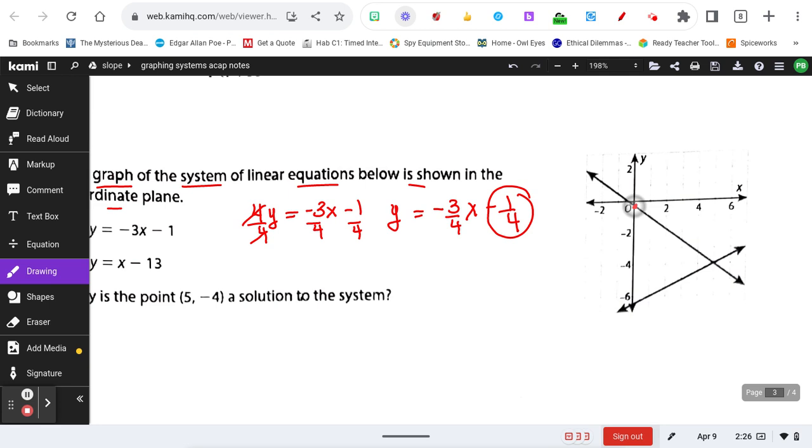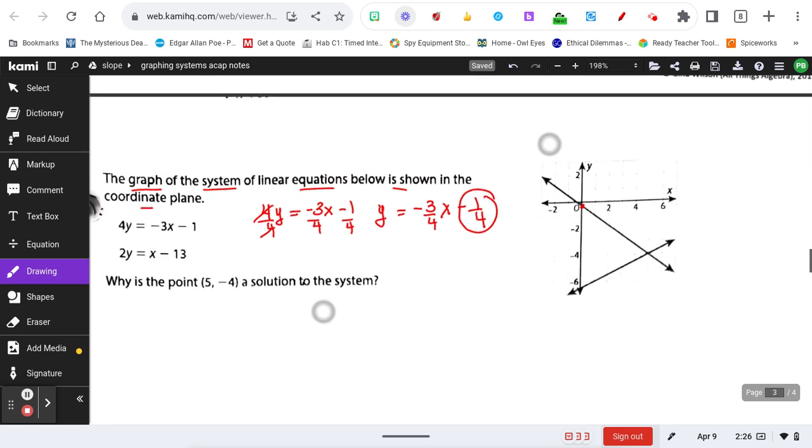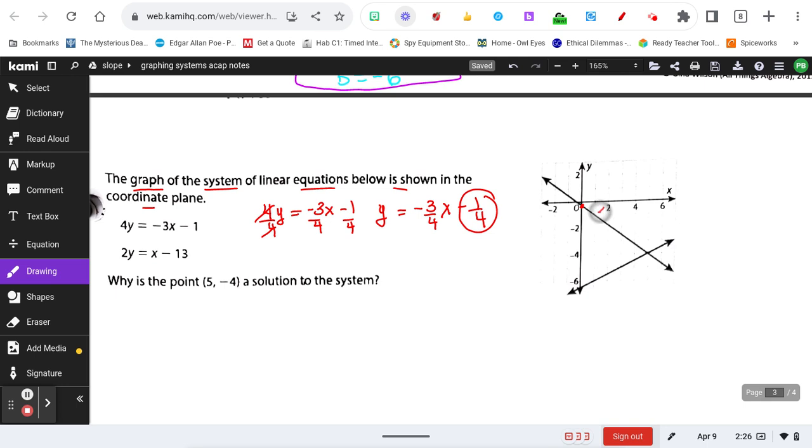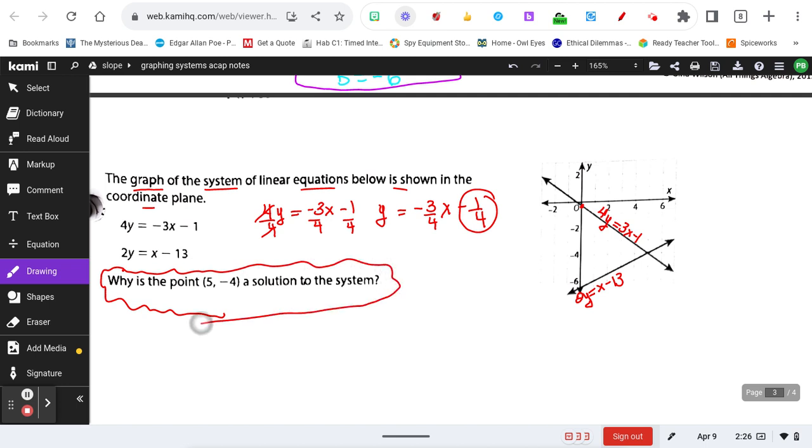So this line has to be 4y equals 3x minus 1. And this one has to be the line 2y equals x minus 13. But that's not the concern. Let's look at the question. The concern is, why is the point (5, -4) a solution?